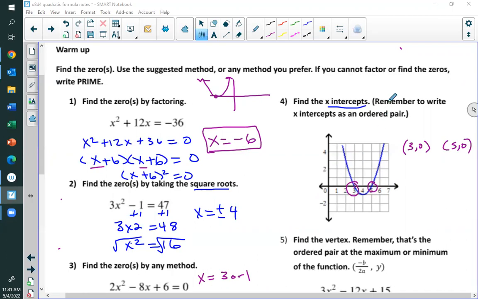So, okay. When we're looking at those x-intercepts, you're looking for ordered pairs, right? If I wanted zeros, I would say that the zeros are at 3 and 5.